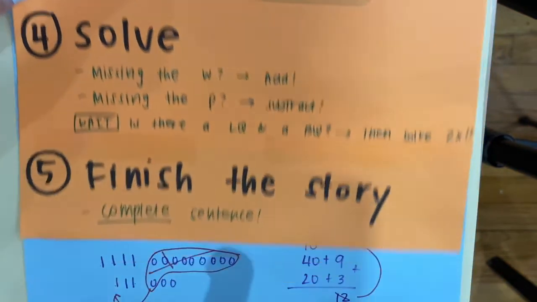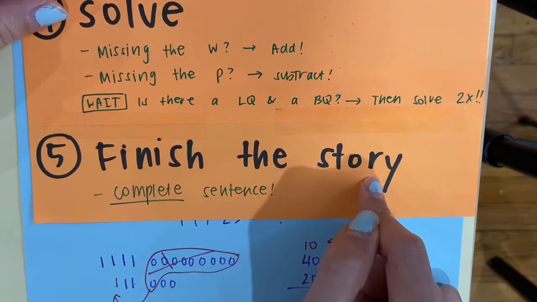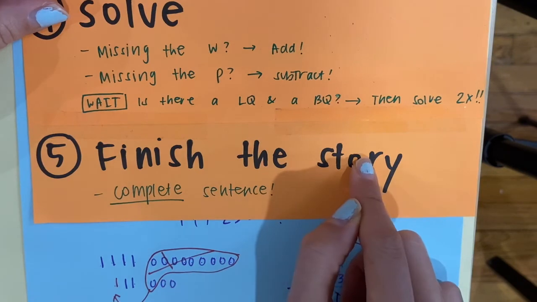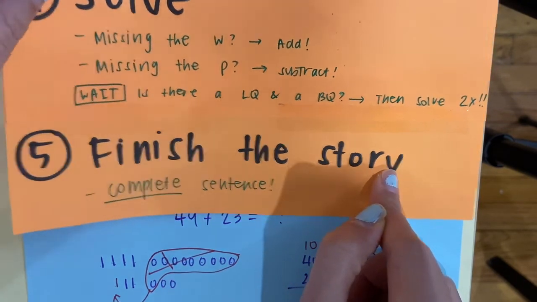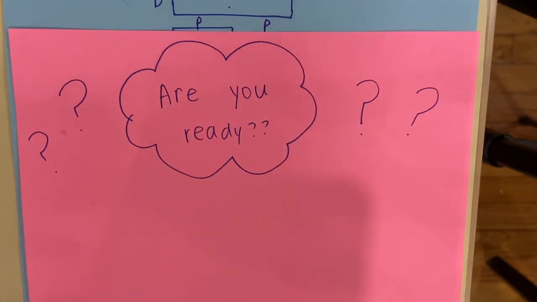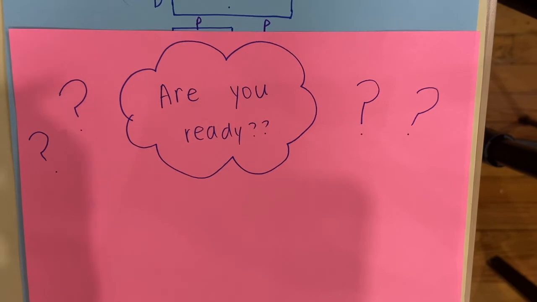Check. The last step is to finish the story. I'm gonna let you finish the story first, and then press pause and finish the story on your paper, and then press play when you're ready to see Miss Kim's work. Are you ready? Okay, only press play if you're ready to see Miss Kim's work.